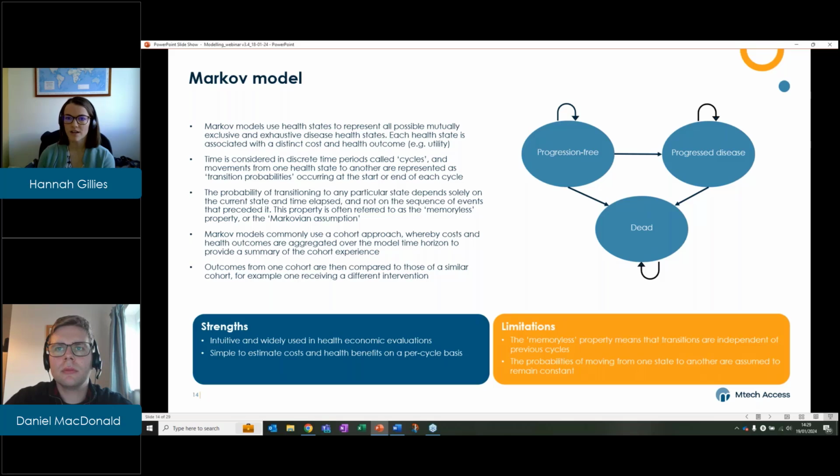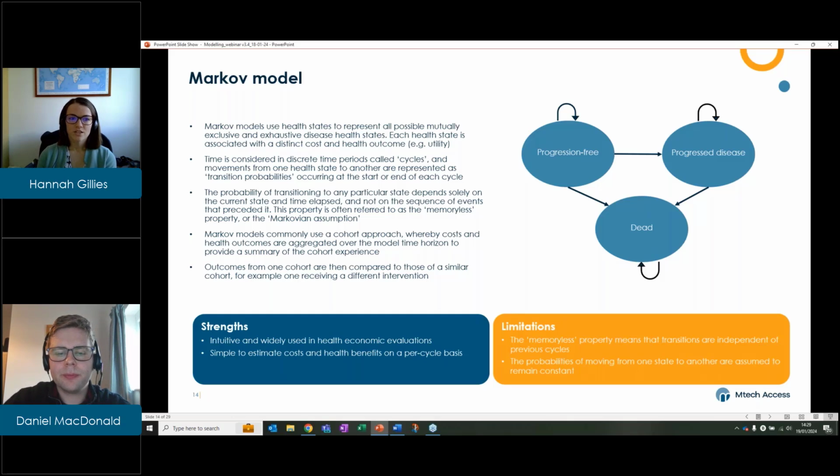And the arrows on the diagram represent where the patient movement can happen from one health state to another, and the probability of the movement will be based on the transition probabilities. You can also see that some of the arrows go around into themselves, and this represents the probability of the patients remaining within that health state in that cycle.